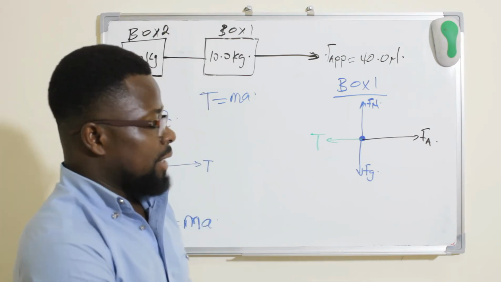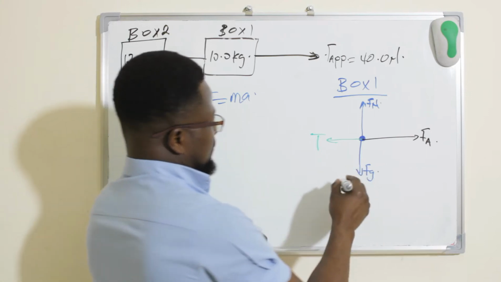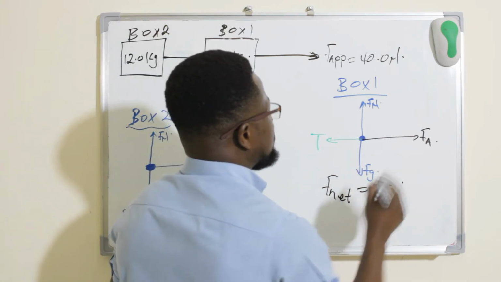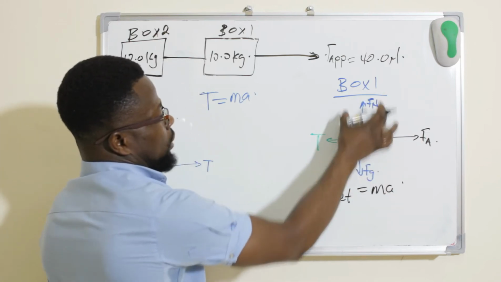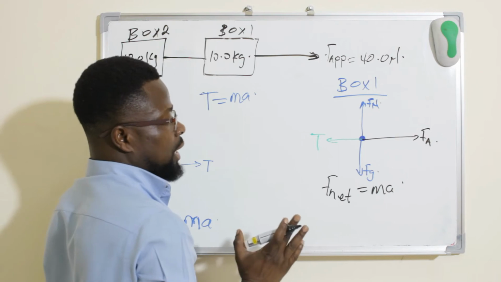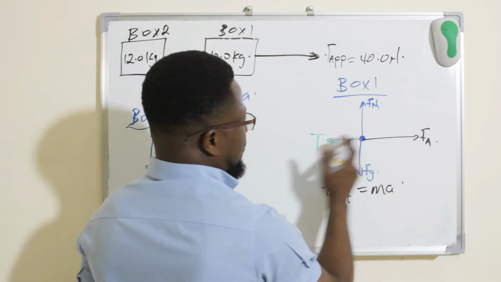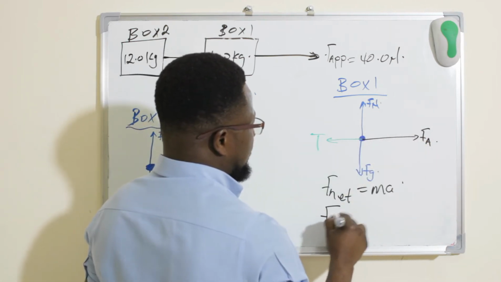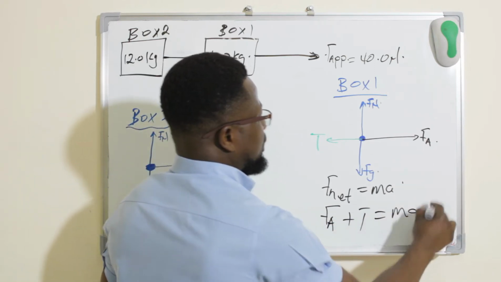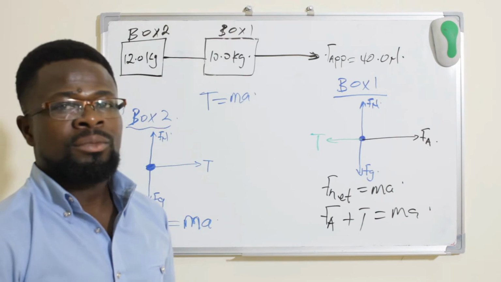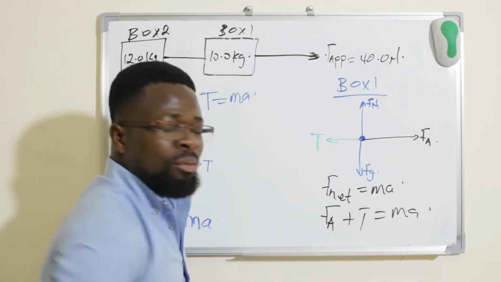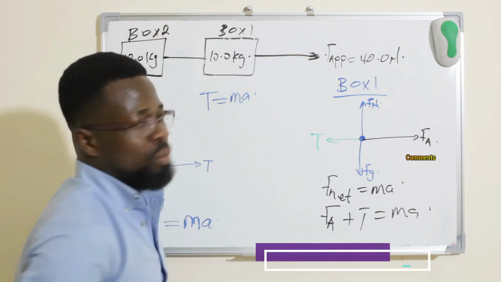Now we need to find the net force. Again, Newton's second law. These two forces are also equal in magnitude but opposite in direction, so they are not working. What is working is this. So let's put Fa plus T is equal to ma. Now from this point, I have this one equation here and I have another equation here.